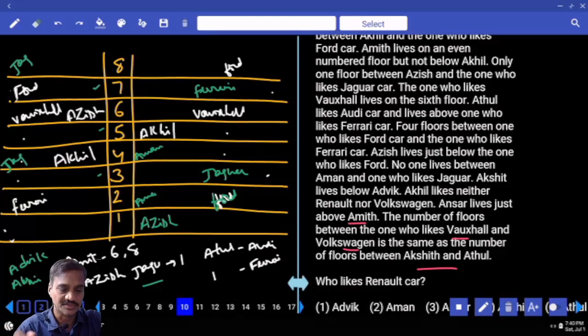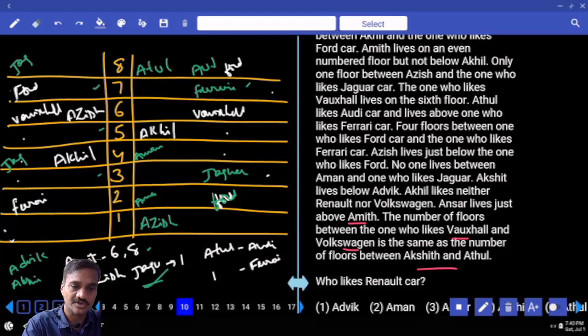Amit is either on the 6th floor or on the 8th floor, isn't it? Now we are done with this information. Atul likes Audi and is above this Ferrari, so Atul must be here. Take the possibility of Atul: Ferrari is here, Atul is above this one. Atul likes Audi. And if Audi is here, remember Vauxhall and this one, and Akshit and Atul. Now there are two more persons left over.